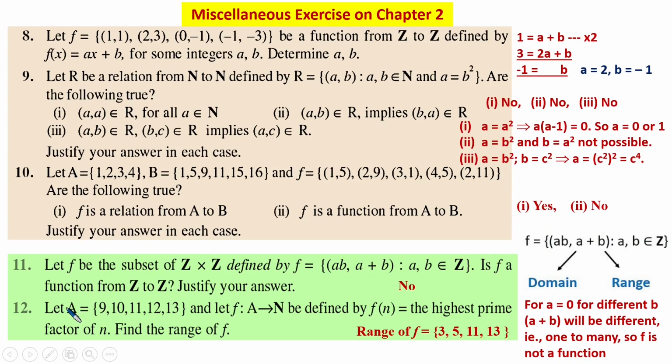And now here, let A equal to these numbers given here, and let F from A to the natural numbers be defined by F of n is the highest prime factor of n. Find the range of F. For this the highest prime factor is 3, for this it is 5, this is 11, for 12 again you have 3, and for 13 the highest prime factor is 13. So I can write 3, then 5, then 11, then for this again 3, but since you have put 3 once, you need not put it again, and then 13. So this is the range of F.